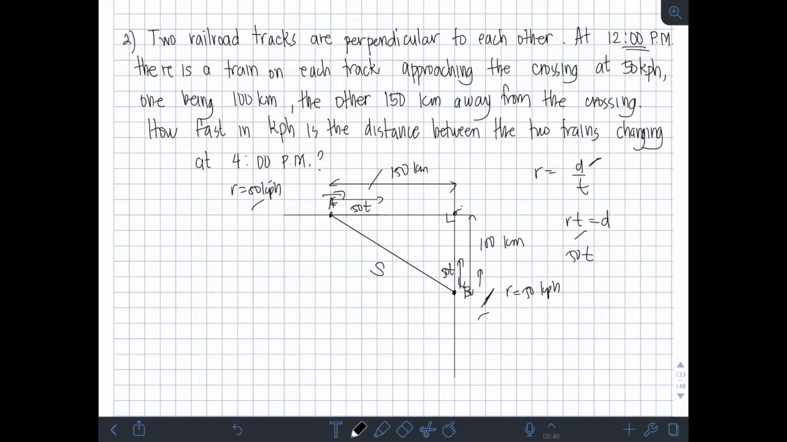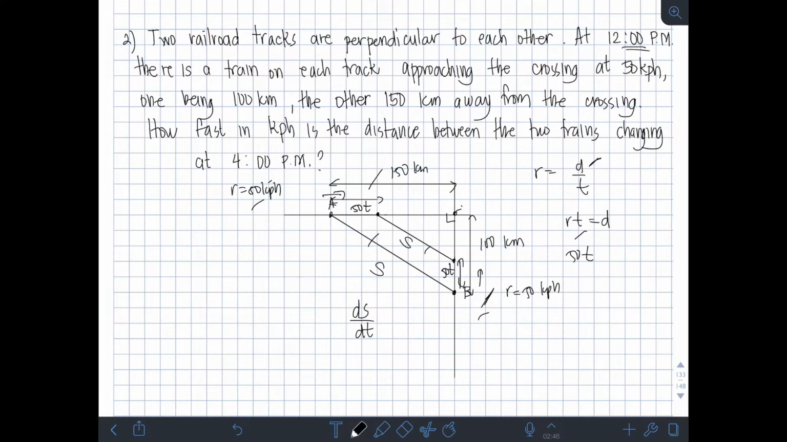Okay? So, nandito na ngayon sila sa position na to. At 4 p.m., right? So, ito na yung panibago nilang distance. So, ito na yung S nila. Okay? Ang tanong is, ano yung rate ng change ng distance nila? So, parang hanapin natin yung ds over dt. Right? Yung pagbago ng distance nila.